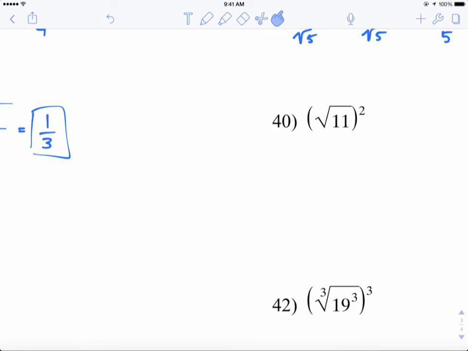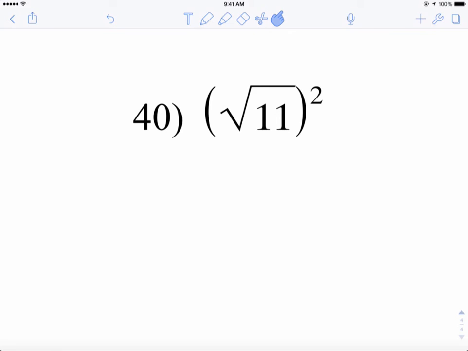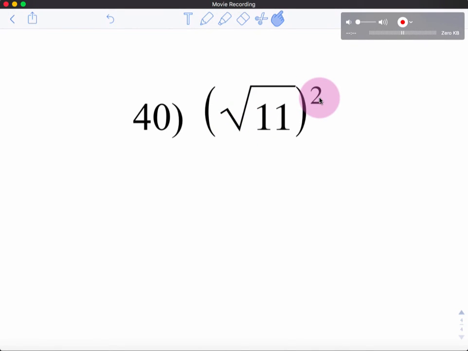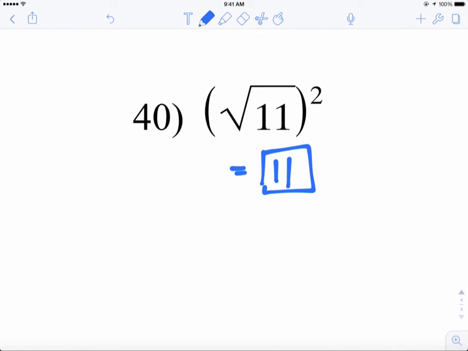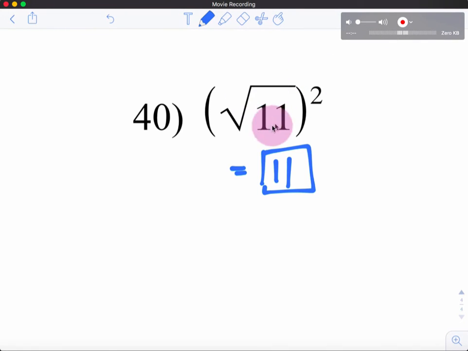All right, almost done. Aha, I love this. We're asked to evaluate, what is the square root of 11 squared? Well, what is the square root of 11? I don't know, 3 point something. It's not a very nice number. But I do know that, by definition, it is the number that if you square it, you get 11. And so if we're squaring it, we get 11. Even though we don't have a strong grasp on the decimal equivalent of this number, that's okay. We know that if we square it, we get 11. So that's what we end up with.